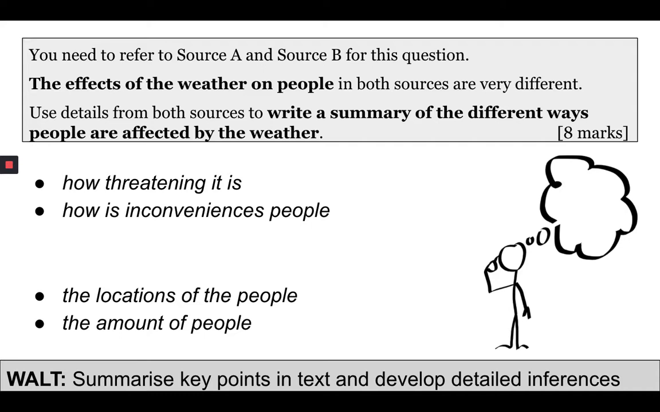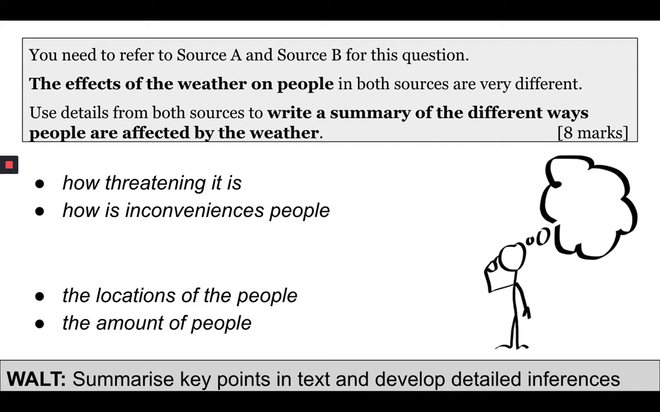So some ideas that I came up with is how threatening it is. In source A, it actually kills people, whereas in source B, it's quite superficial. The traffic has to stop, and they're a bit cold, they have to stamp and blow on their feet. You also want to think about how it inconveniences people, perhaps.